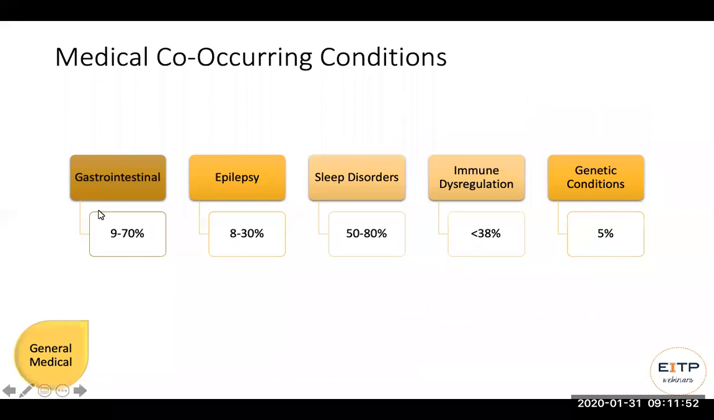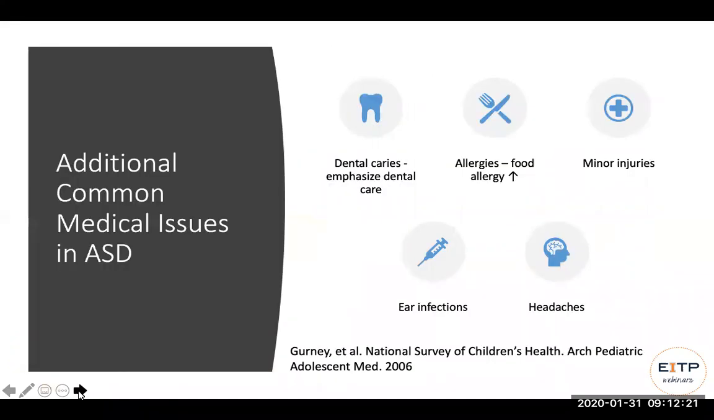These are the frequencies. You can see there are wide ranges, and the wide ranges are because the literature uses different classifications and criteria for these conditions, and over the years there have been different classifications for autism. So that's the reason we have a range. But the more common ones are gastrointestinal, epilepsy, and sleep disorders, and those are the ones I'm going to focus on more.